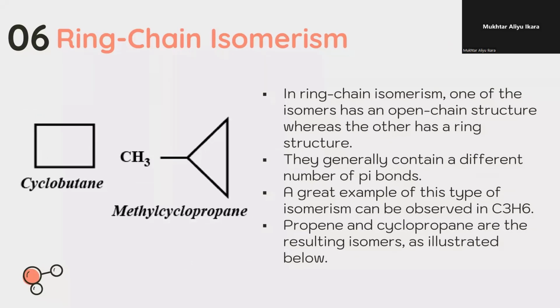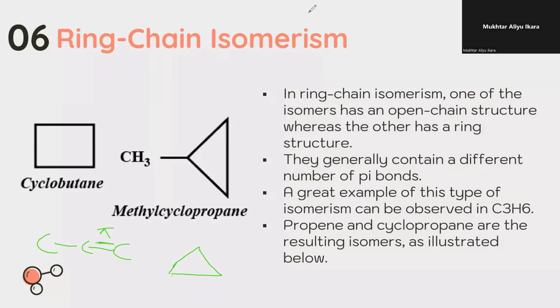So in propene, this is propene, it has one double bond. So it means that if there is one double bond, there is one pi bond. And of course, this is cyclopropane. In cyclopropane, there is no pi bond. So this type of isomerism is called ring chain isomerism.